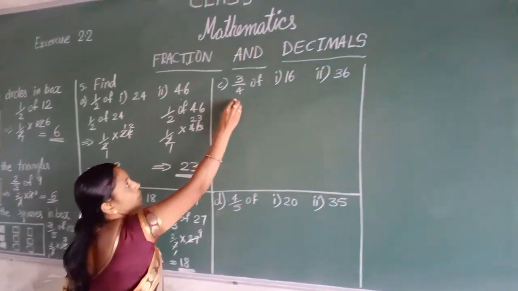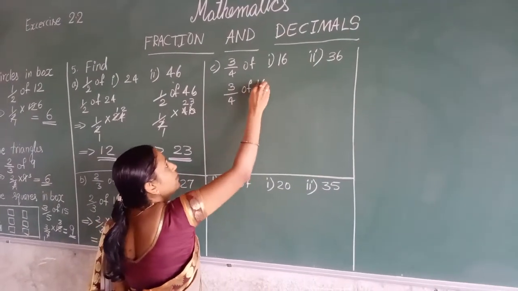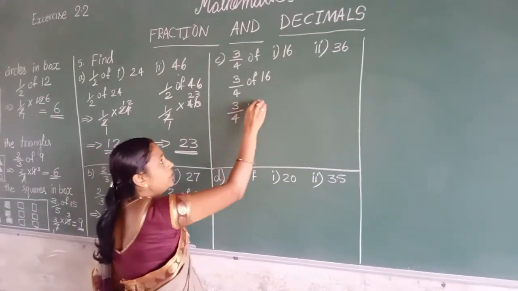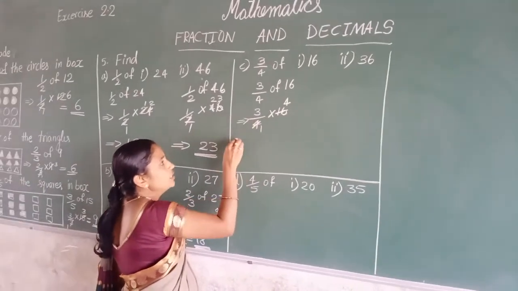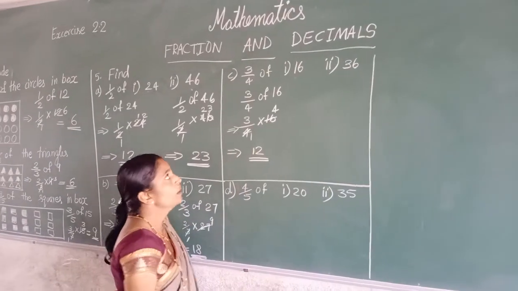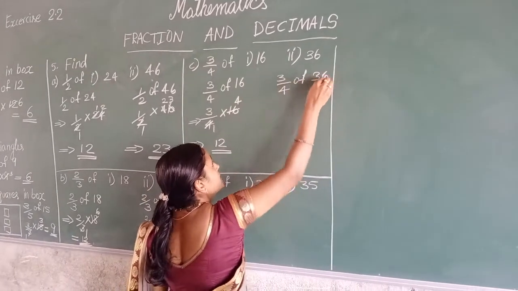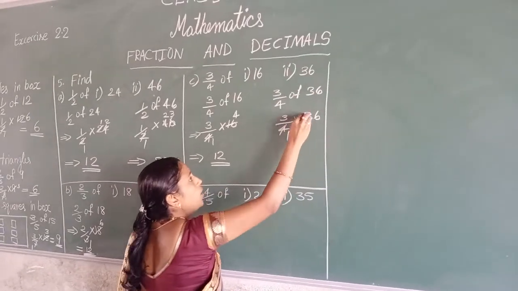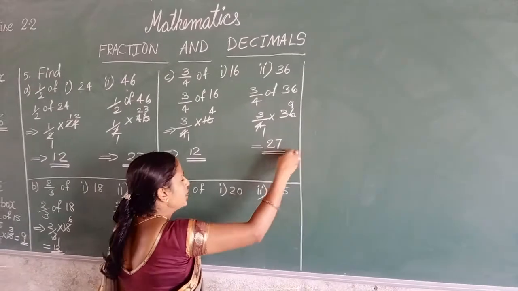Now let us switch on to the next question. The questions are similar. So 3 upon 4, in that the first one is 16. Instead of of, we have to use multiplication. 4 ones are 4, 4 fours are 16. Then the left out are 3 and 4, in between multiplication is there. 3 fours are 12. The same way, 3 upon 4 of 36, 3 upon 4 into 36.